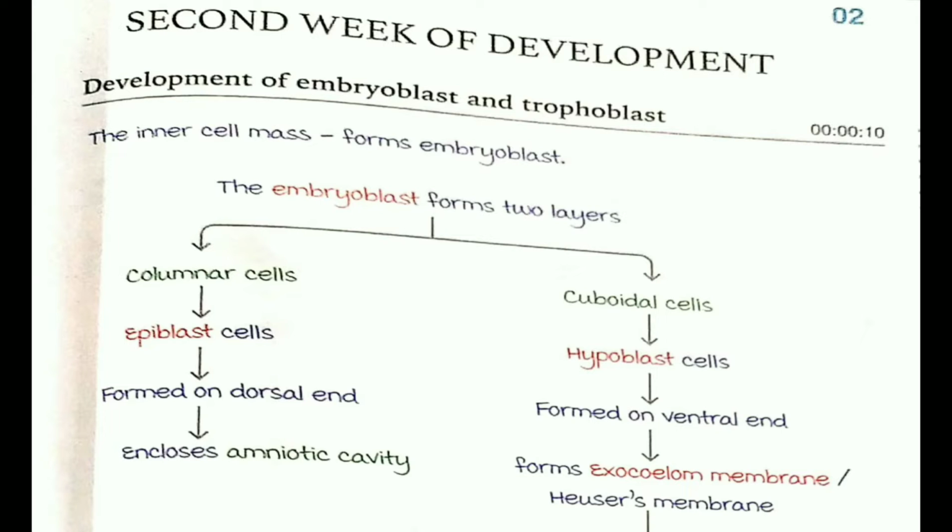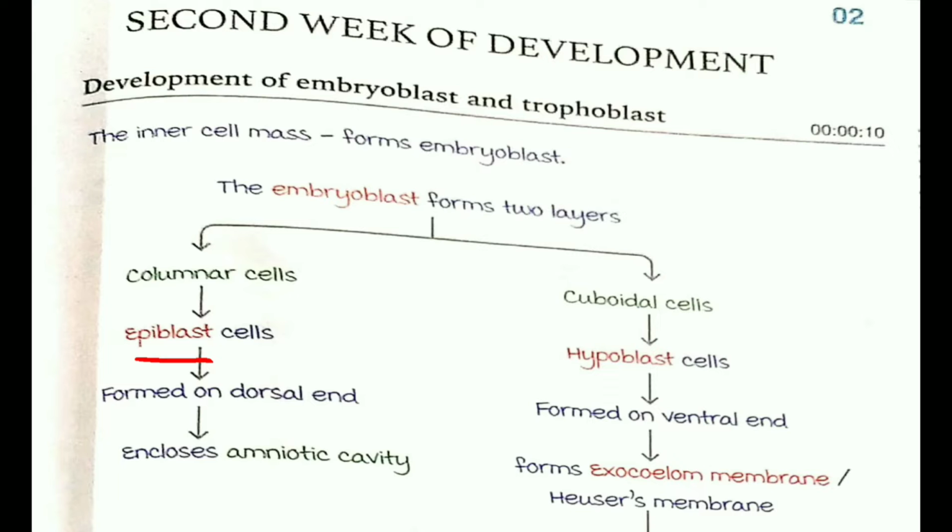So during the second week of development, the inner cell mass will form the embryoblast, and this embryoblast will form two layers: the epiblast layer as well as the hypoblast layer. The epiblast cells will be columnar cells, and the hypoblast cells will be cuboidal cells. The epiblast will be forming on the dorsal end, whereas the hypoblast on the ventral end.